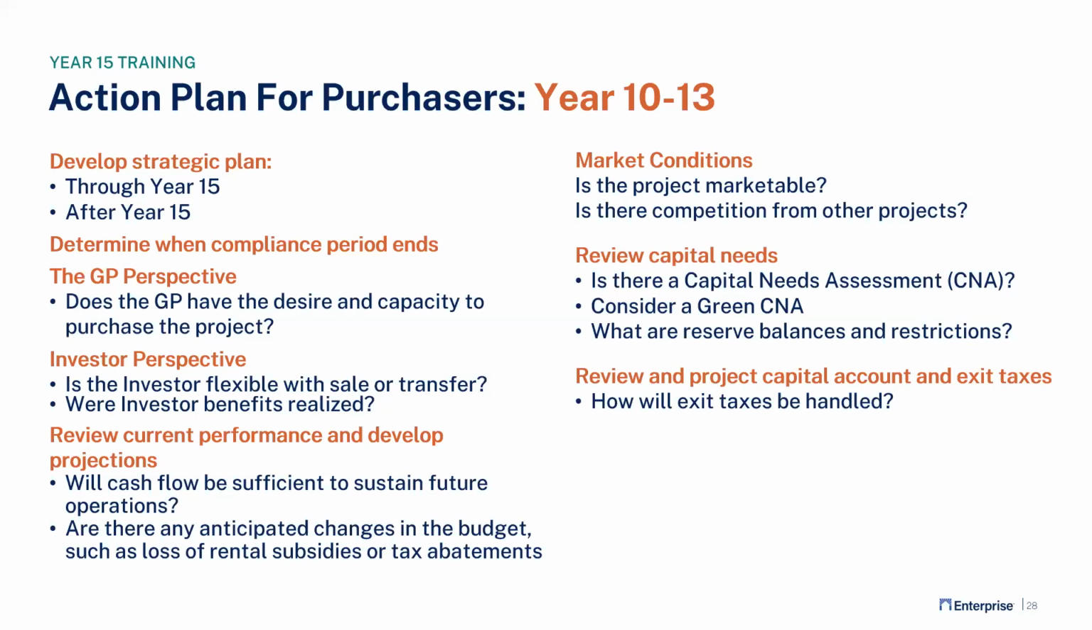The beginning of the process doesn't entail figuring out when year 15 is, and I already went through that calculation. But again, getting to know your stakeholders. If you're the general partner, what's your perspective on going forward? Do you have the capacity and the desire to stay in the deal? And if you're the limited partner, the investor, what's their perspective? Are they flexible for a sale or a transfer of LP interest? Will they negotiate outside the LP interest? And part of what's going to drive the answers to those questions will be, have their benefits been realized?